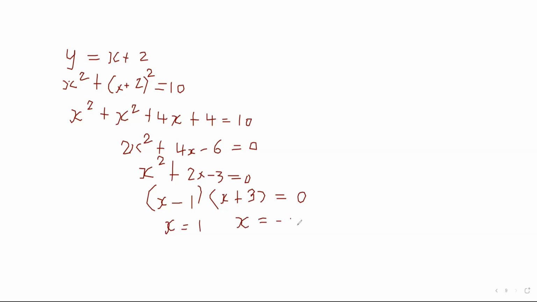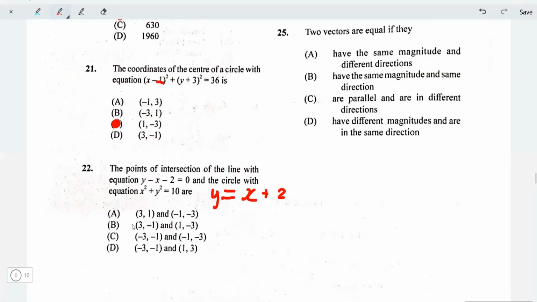Now if x equal 1, then put x as 1 here, so we get y equal 3. But if x equal negative 3, put negative 3 here. Negative 3 plus 2 mean y equal negative 1. So it's either 1, 3, or it's going to be minus 3, minus 1. That's it. Nice and easy. Yeah, man, we're having fun. It's either 1, minus 3 or minus 3, minus 1. Option B. Easy.